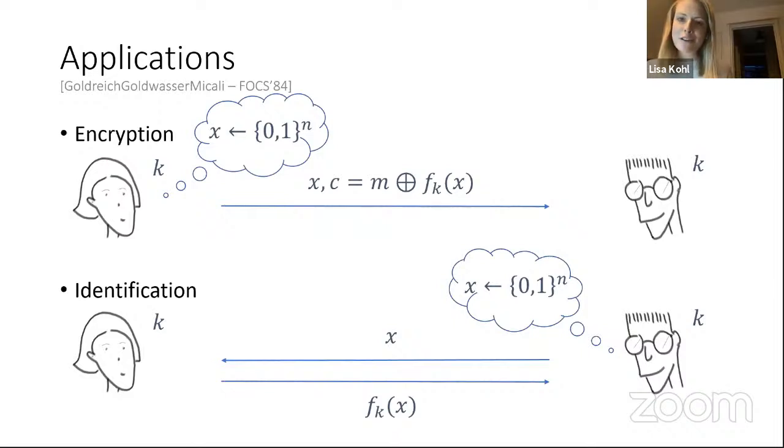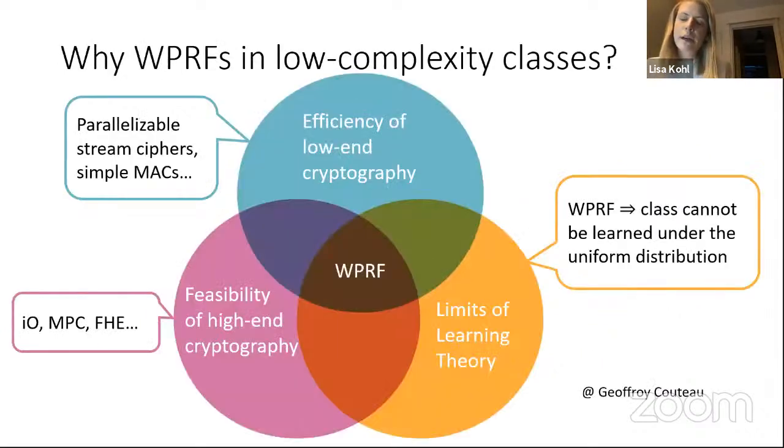And weak pseudorandom functions, even though they are restricted to the input you consider, have many, many applications. For example, you can use them for symmetric key encryption or for identification between parties holding the same keys. So why do we consider weak pseudorandom functions in low complexity classes? There are many reasons to do so. First of all, they often directly imply very efficient low-end cryptographic primitives.